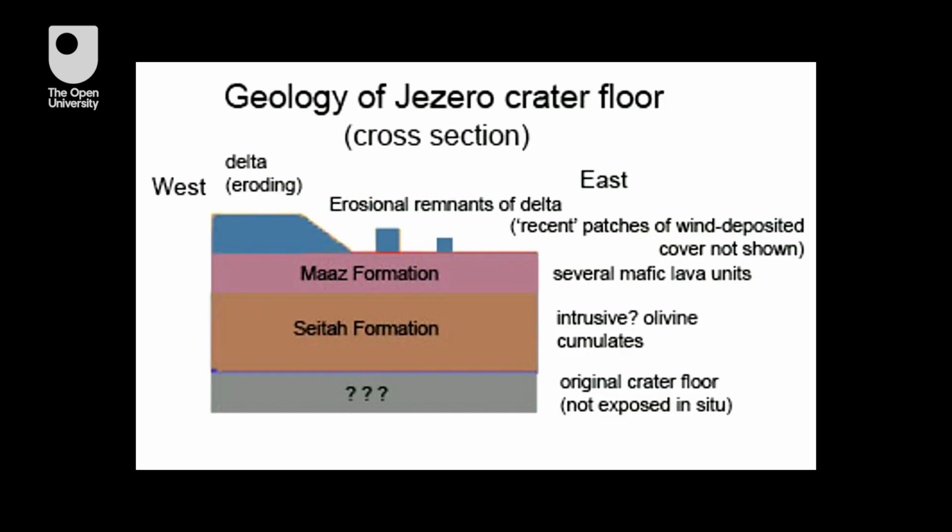Okay, this is a cross section of what's on the crater floor. So a thing labelled Mars Formation, M-A-Z, is the lavas. The orange stuff is intrusive rocks, olivine cumulates. We don't know what's underneath that, but the original crater floor, and the delta that's on top of it, is the stuff in blue. You may remember seeing the blue stuff on the map, but the delta used to extend much further across the crater than it does now, and has been stripped away by erosion.